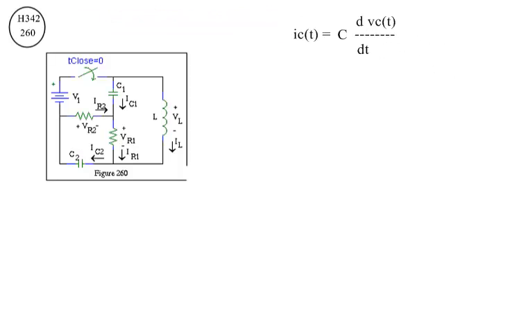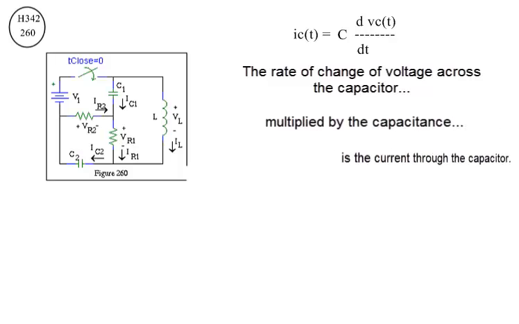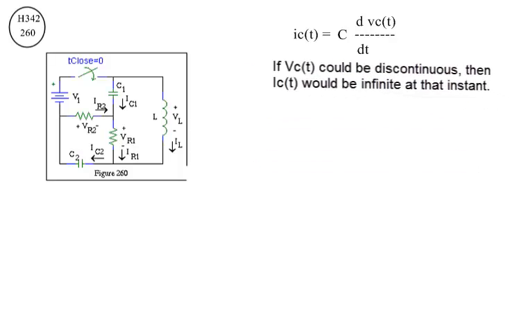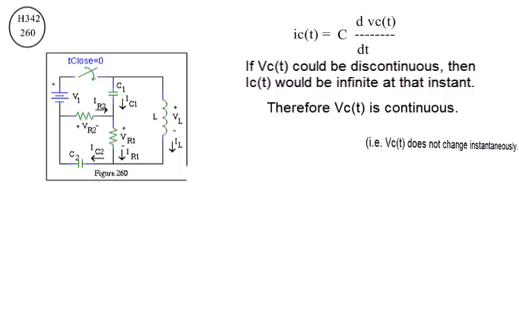This is the current voltage relationship for the capacitor: the rate of change of voltage across the capacitor, multiplied by the capacitance, is the current through the capacitor. If the voltage across the capacitor could be discontinuous, then the current through the capacitor would be infinite at that instant. Therefore, the voltage across the capacitor is continuous. In other words, the voltage across the capacitor does not change instantaneously.